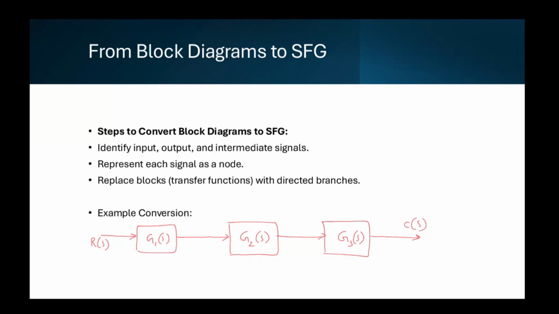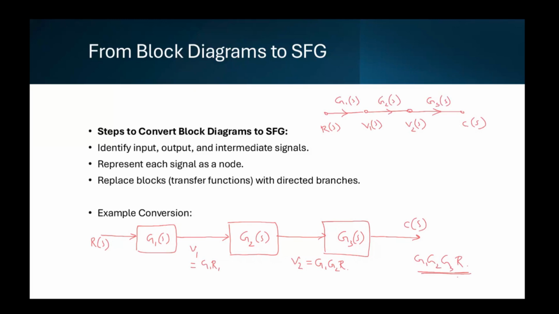The intermediate signal right after G1 will be V1, which is equal to G1 times R. The signal right after G2 will be V2, which is equal to G1 times G2 times R. And the output C(s) will be G1 times G2 times G3 times R. So now we will write the equivalent signal flow graph.